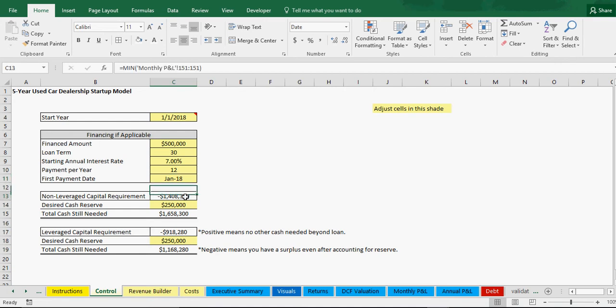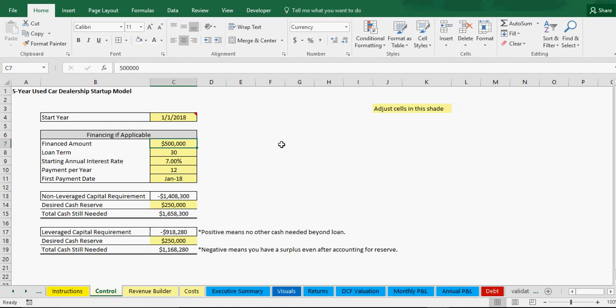And then we have capital requirements, and these are defaulted numbers that come up based on the startup costs and running cash flows. It is just picking a minimum on the running cash flow for leveraged and non-leveraged. We'll get into that more when we get further into the model, but it's nice to see right on the front. And then you could put in any reserve cash you want to account for, and then this is your amount that you need beyond the financing.